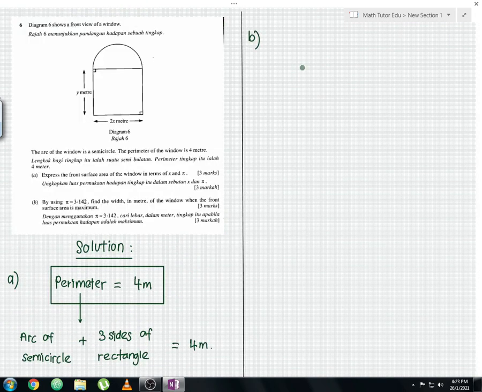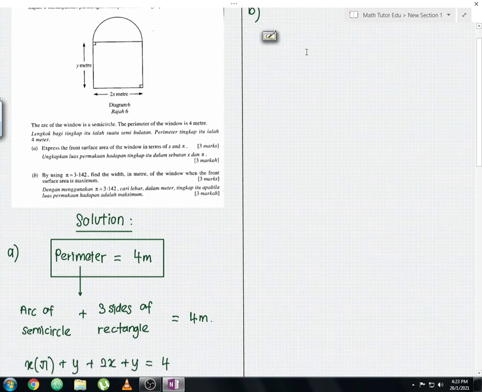Let us continue our discussion for the question part B, where the question asks, by using pi value equal to 3.142, find the width in meters of the window when the front surface area is maximum. Okay, in this case, the 2x meters is representing the width of the window. The area we have already found in the question part A. So what I'm going to do now is copy paste the answer of the area of the window over here. So please hold on.